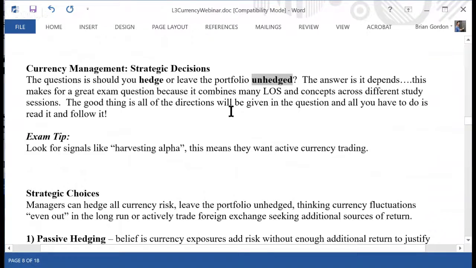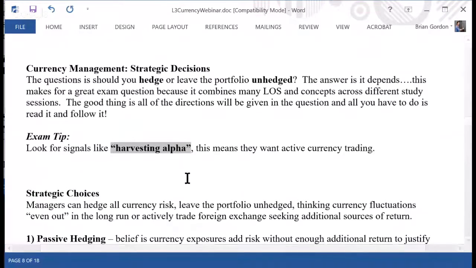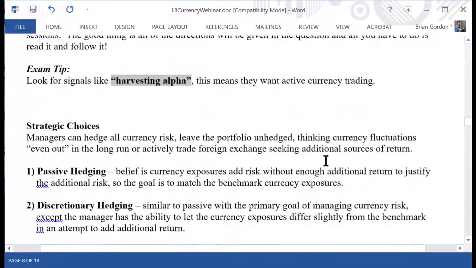Well, they could use different language here. So I could start to think about this and start thinking, can I pick up some of their signals? If they start talking about things like harvesting alpha. What is that? I just threw it in here. I wanted you to be aware of that term. It's actually a term, and it relates to actively trading the currency to try to enhance your returns. So it links right down here to our strategic choices.